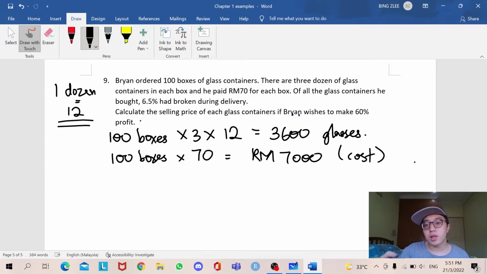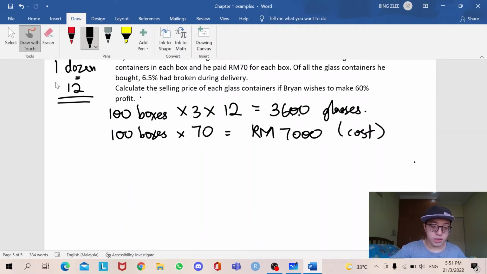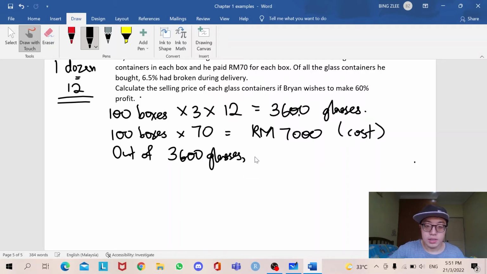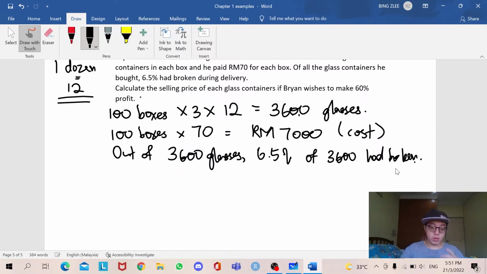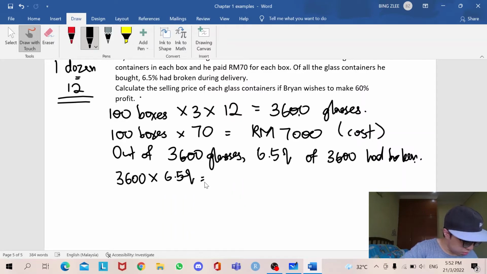So of all the glass containers he bought, 6.5% had broken during delivery. So what this means is out of 3,600 glasses, 6.5% of 3,600 had broken. All right, so there are a few ways to actually do it. First thing, you can multiply it. 3,600 multiplied with 6.5%. You can press it from your calculator very easily to get the answer as 234.